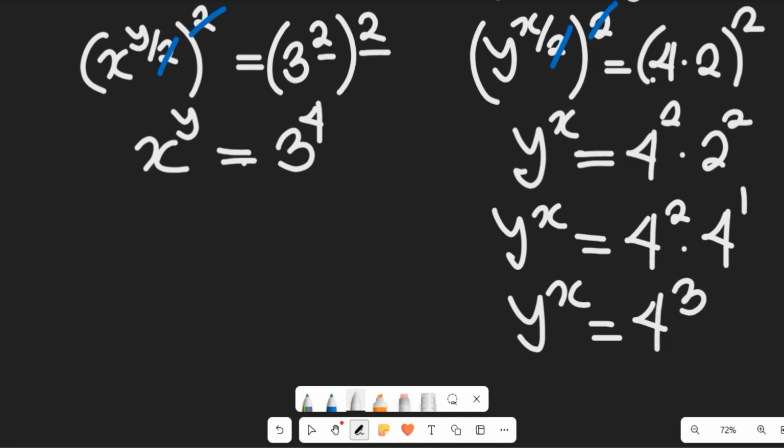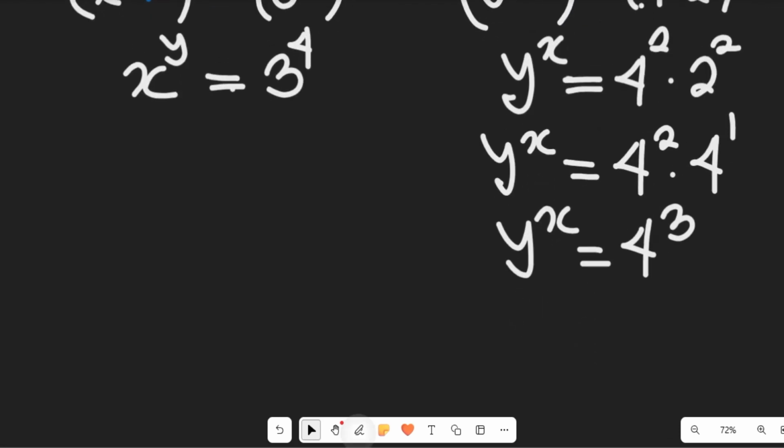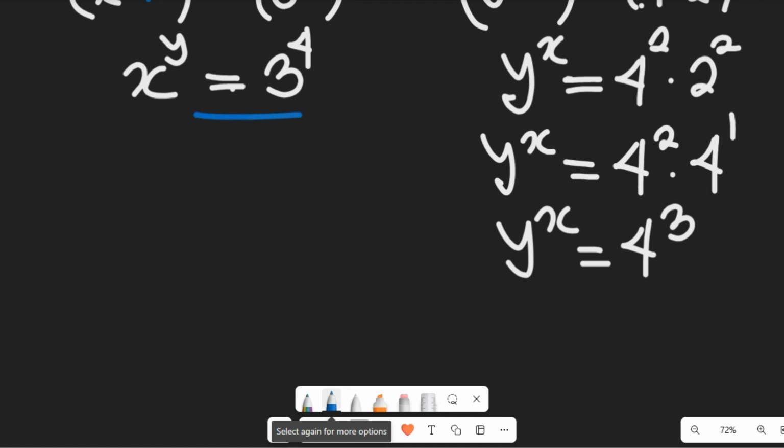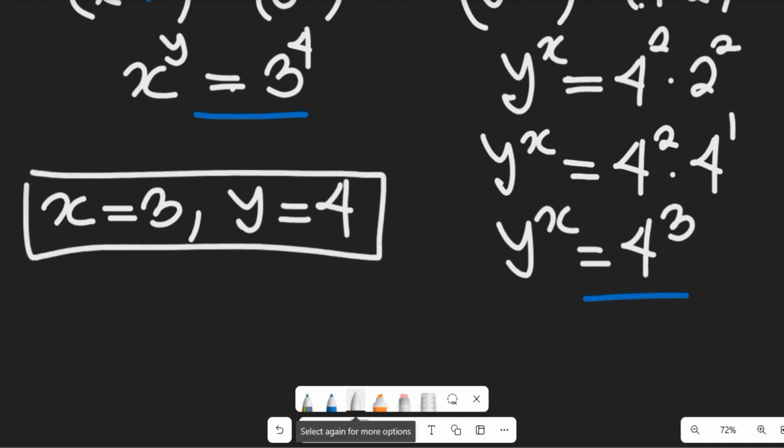Now, do you notice something? From these two expressions, you can see that we have simply gotten the values of our x and y. From these two expressions, we can say that the value of our x is equal to 3 and the value of our y is equal to 4. Because y has a base of 4 here, x has a base of 3, and x has a power of 3 here. So this is the solution to that math expression given to us.